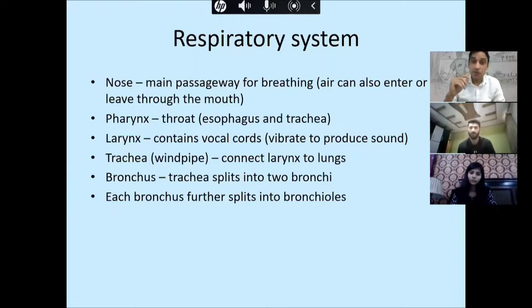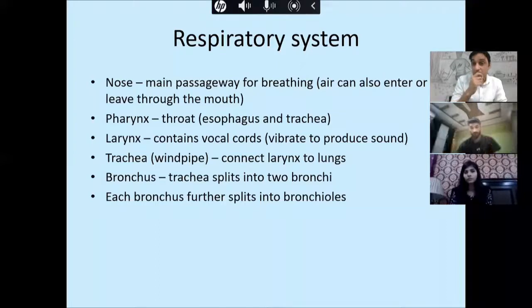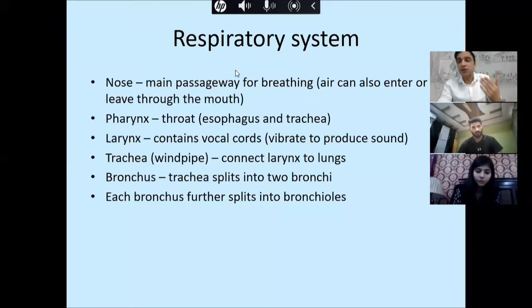A very important function. What important function is the nose doing? Number one, the hairs present within the nose trap the dust particles present in the air. So whatever air is going inside our lungs will be free from dust particles. Second, the wetness and moisture of the nose allow the dirt particles to settle down and be trapped with the help of the hairs.